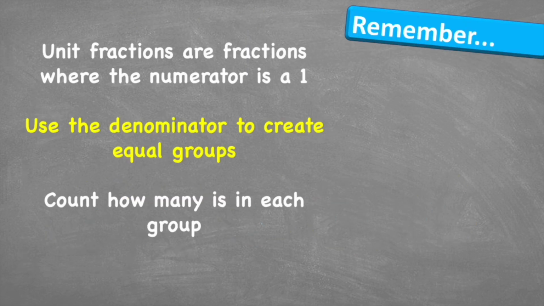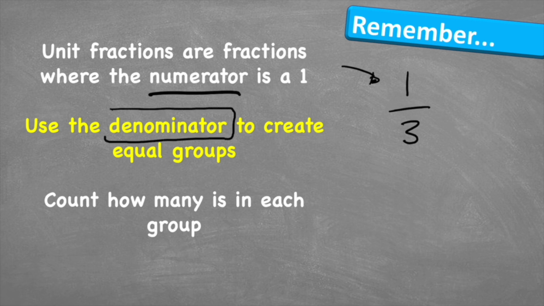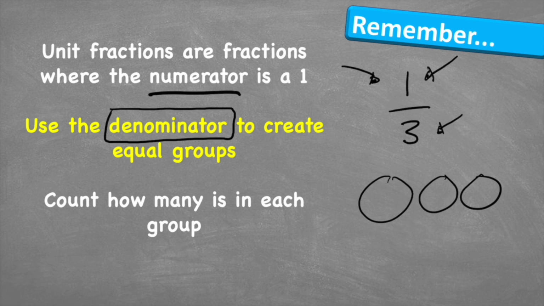Easy, right? Let's look at what to remember. Unit fractions are fractions where the numerator, the number on the top, is a 1. When we're trying to find a fraction of an amount, like today's lesson, we use the denominator, the number on the bottom, to create equal groups. So for this example, I would need 3 circles because I have a denominator of 3. So then I'm going to count how many is in each group and then simply look at the numerator to tell me how many groups I want to count the total for, and that's going to give me my answer.